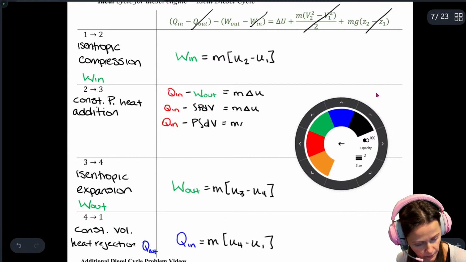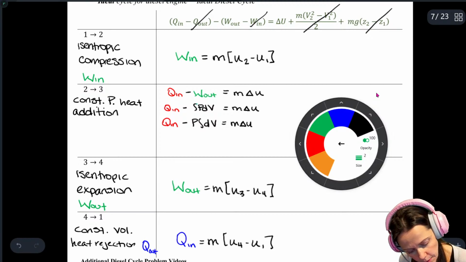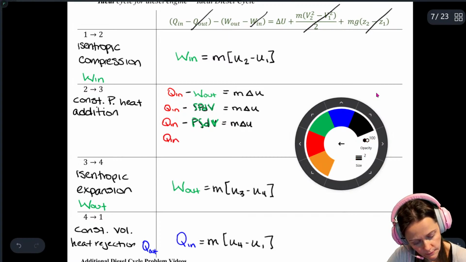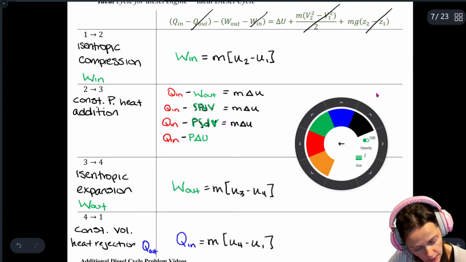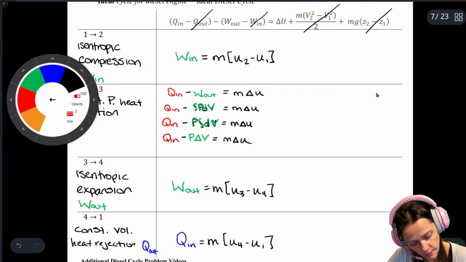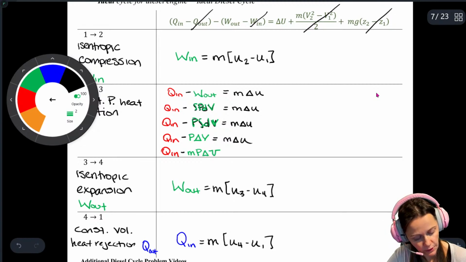dV. So this becomes P delta volume, right? And then of course I can isolate the mass on the outside. This would just become m delta specific volume.